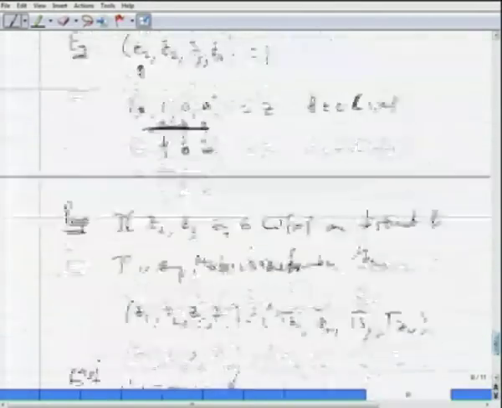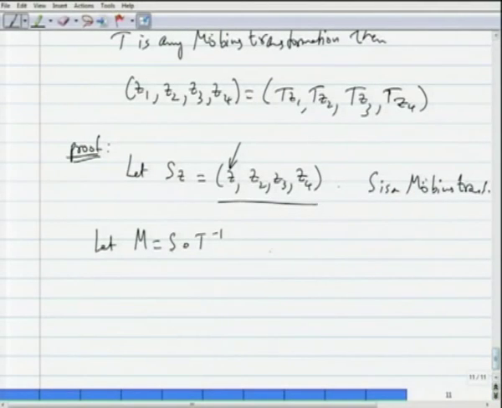Okay. So, let M equal S circle T inverse, and notice that M of TZ2, which is S circle T inverse circle T of Z2, is equal to 1, because S of Z2 is 1, and likewise M of TZ3 is equal to 0, and M of TZ4 is equal to infinity.